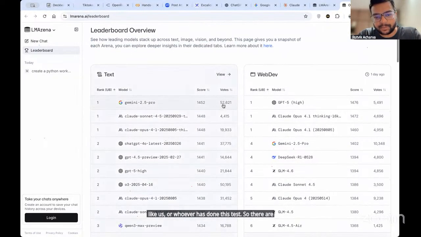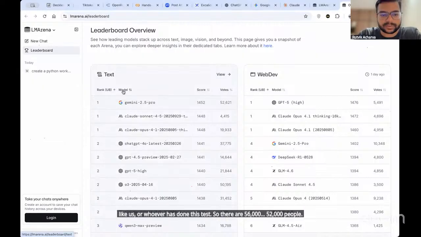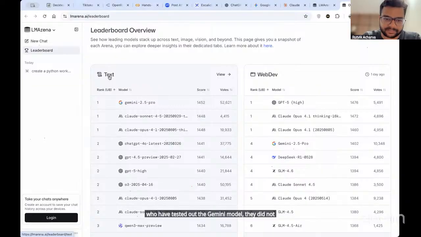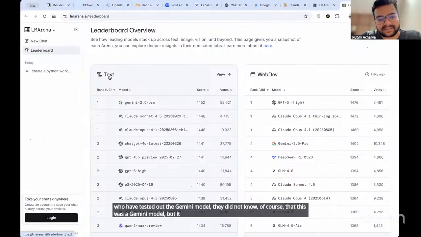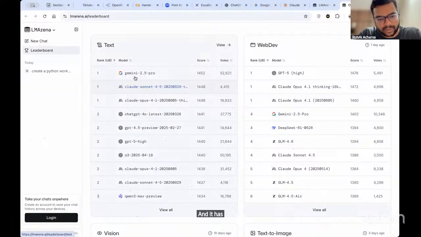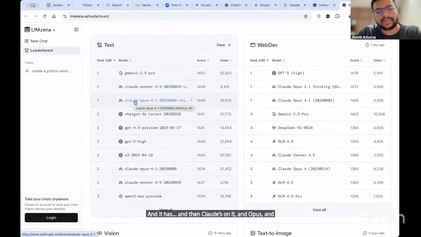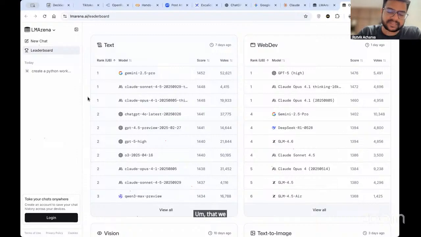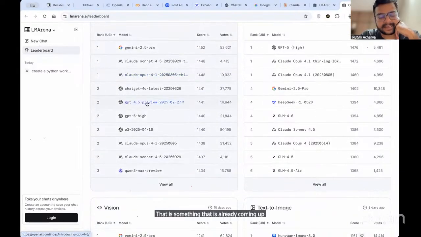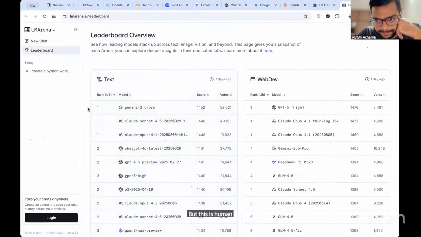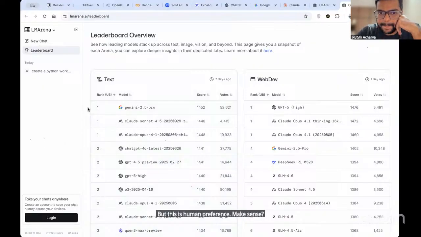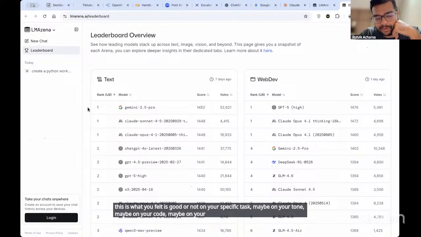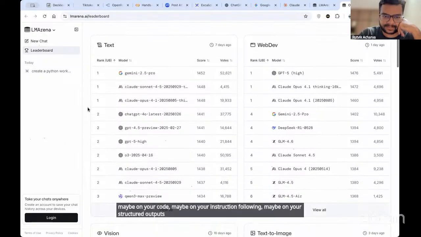So there are 56,000, 52,000 people who have tested out the Gemini model. They did not know, of course, that this was a Gemini model, but it gave the highest score. And then Claude Sonnet and Opus, and yeah, of course, the best models that we might already be using on a regular basis. That is something that is already coming up at top, right? But this is human preference. Make sense? This is what you felt is good or not on your specific task, maybe on your tone, maybe on your code, maybe on your instruction following, maybe on your structured outputs, whatever it is, right?